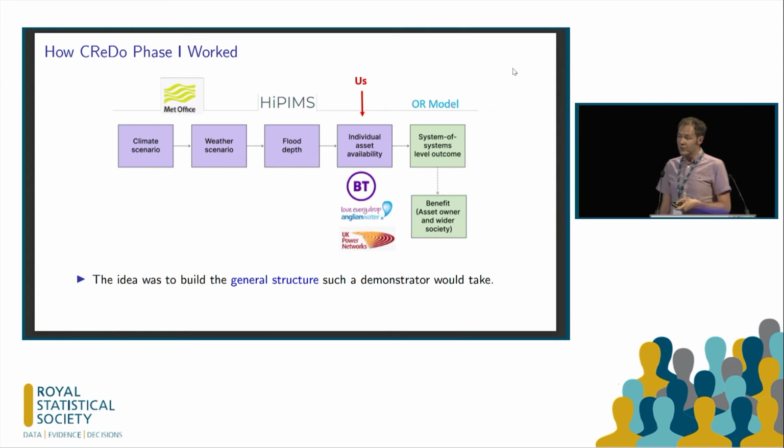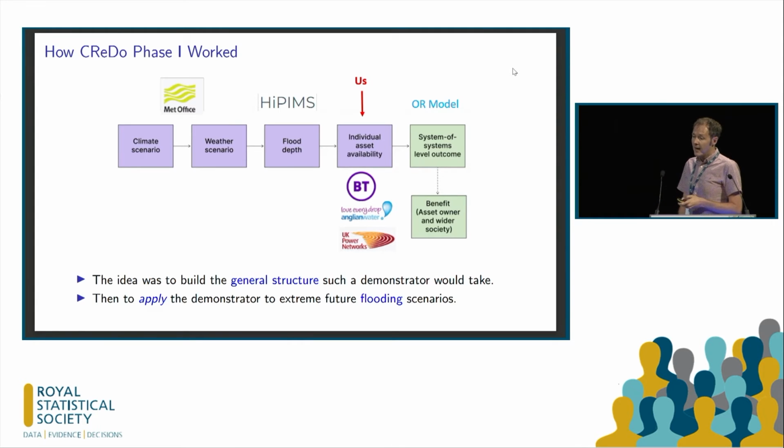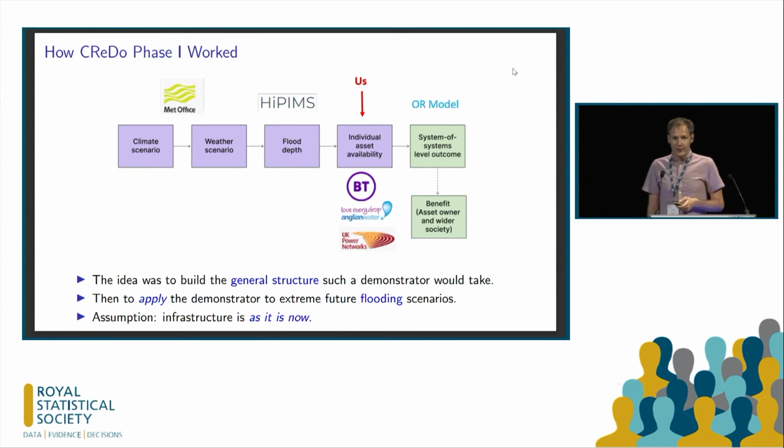So we built the general structure such a demonstrator would take, and then the idea was to apply it to these extreme flooding scenarios. Now, we're thinking about 50 years' time, perhaps, when climate change has had an effect on the extreme weather events in the UK, so they're going to be more extreme.